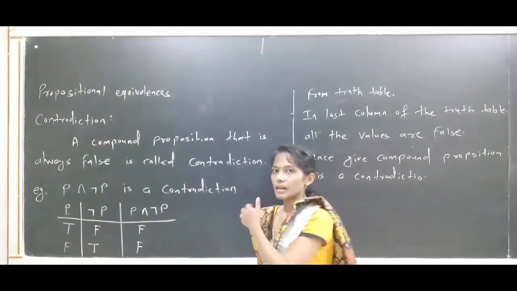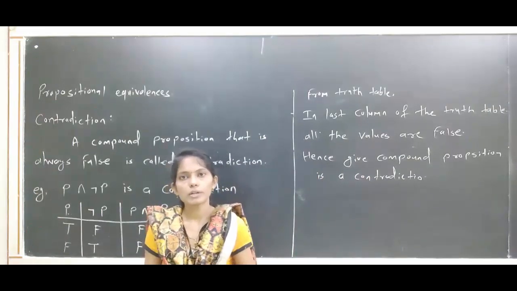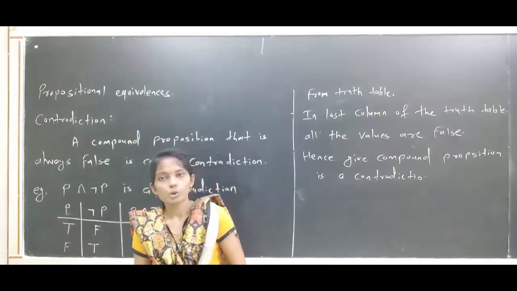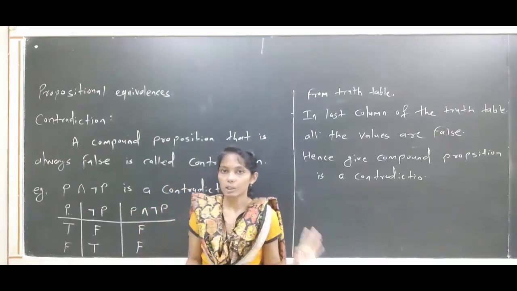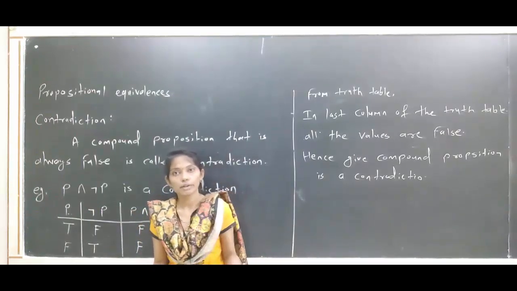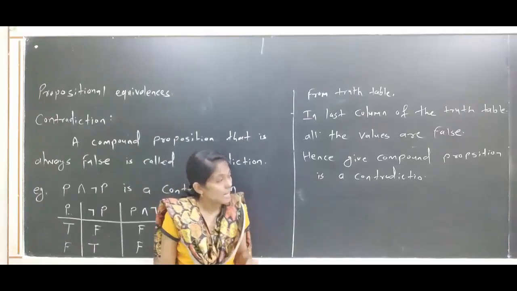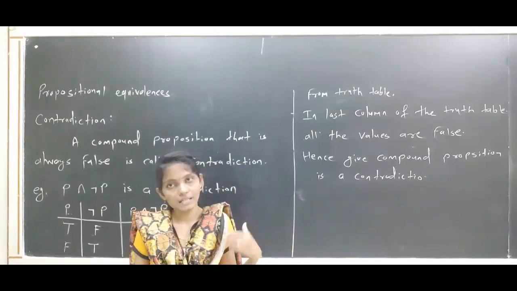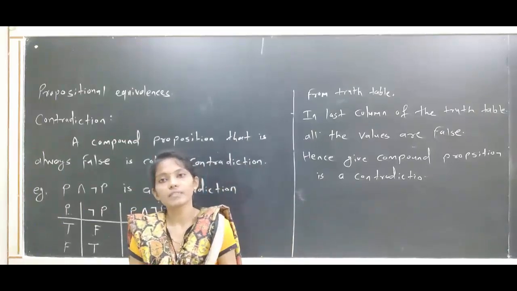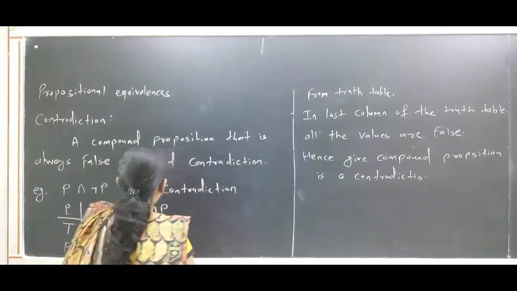Get it? Now next point, contingency. What is meant by contingency? A compound proposition that is neither a tautology nor a contradiction is called a contingency. That means in the last column both values are mixed, that is true as well as false. Then we say that the given compound proposition is a contingency. So take the definition.